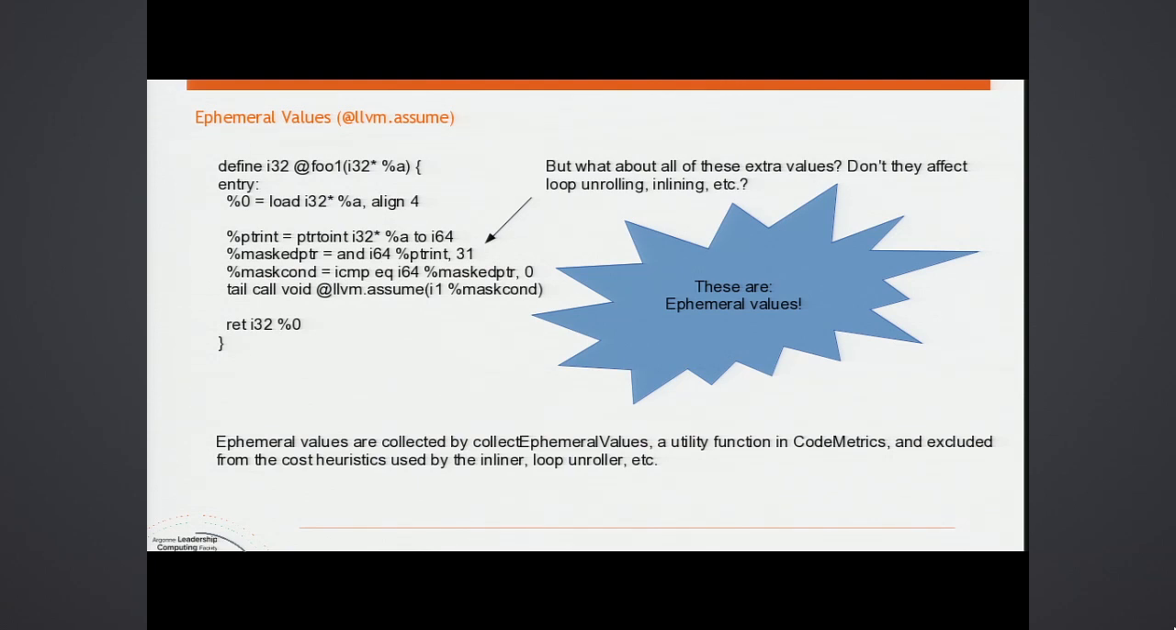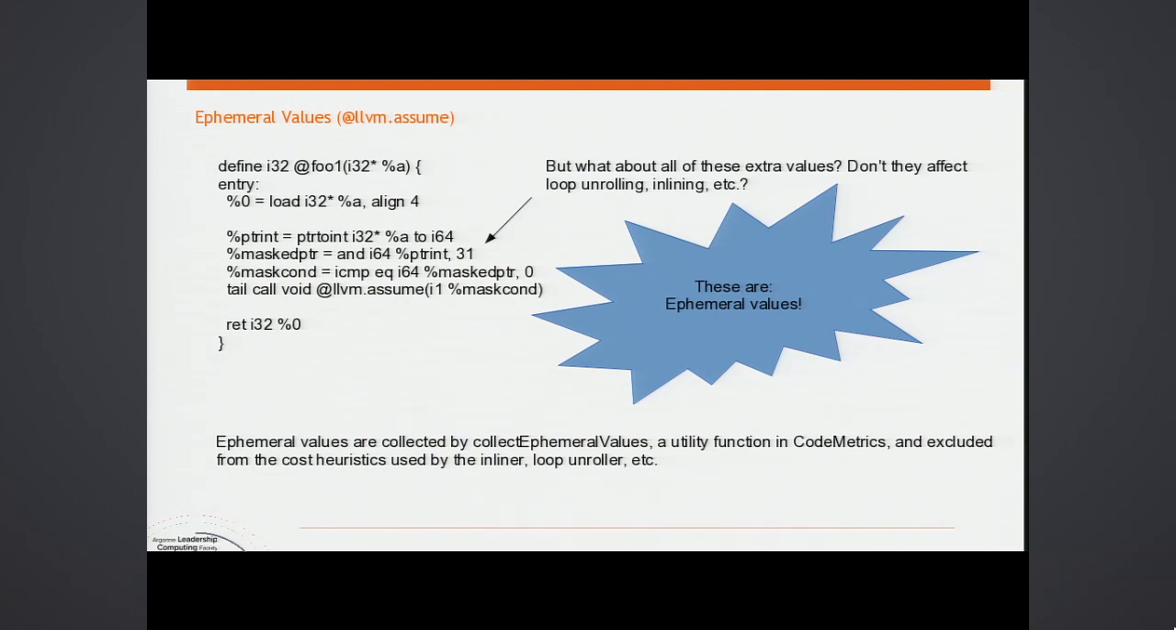And then we have an issue, which causes us to have this concept called ephemeral values. So ephemeral values are things that we know will go away and will be free once we get to code generation. And this is important for things like inlining and loop unrolling, where you want to look at a function and get some estimate of how expensive it is. So let's just take this function, for example. If you didn't know that all those pointer to ints and ands and compares actually won't exist during code generation, you'd think that function is going to be a lot larger than it actually will be.